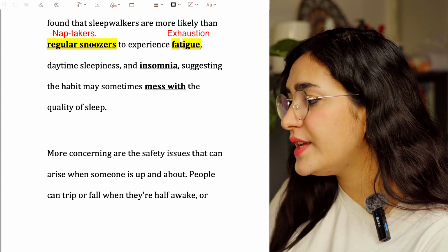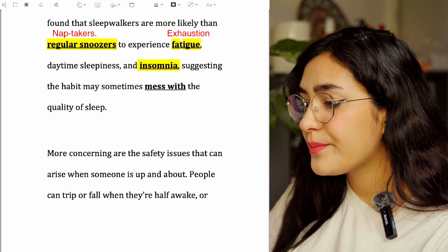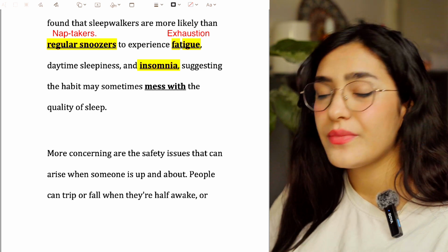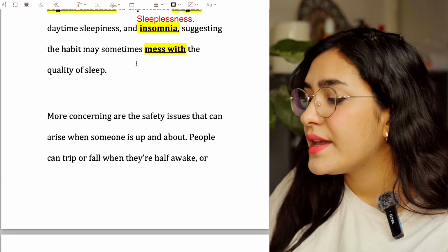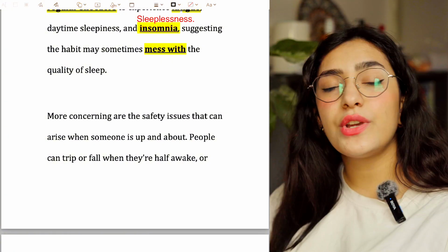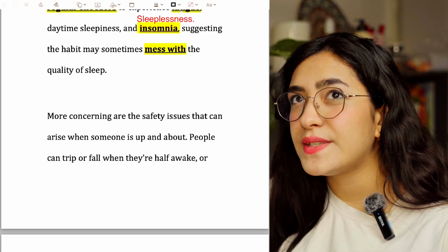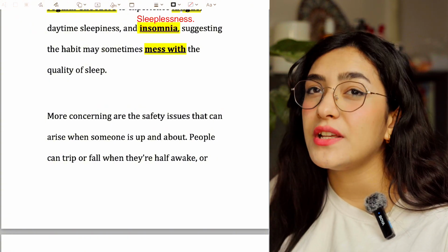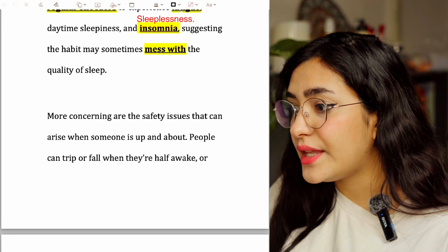So, the next word is insomnia. Insomnia means difficulty falling asleep or staying asleep. Or we can say sleeplessness. Sleeplessness. His insomnia kept him awake most nights. The next word is mess with. Mess with means to interfere with something. So when you have insomnia, it's really interfering with your sleep. Don't mess with the settings on that machine.